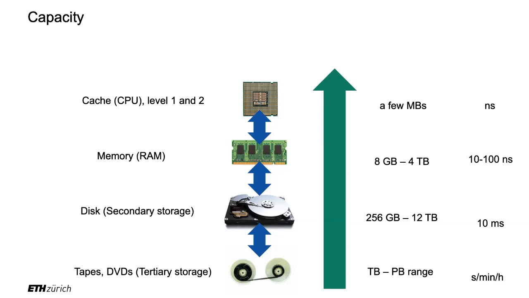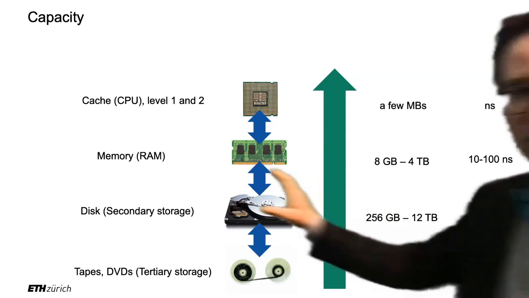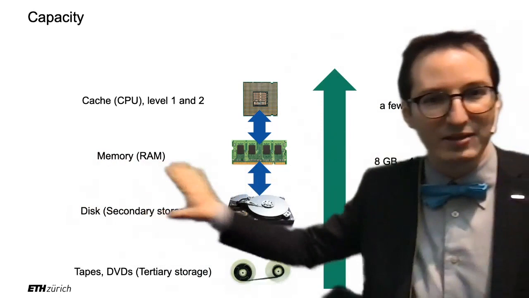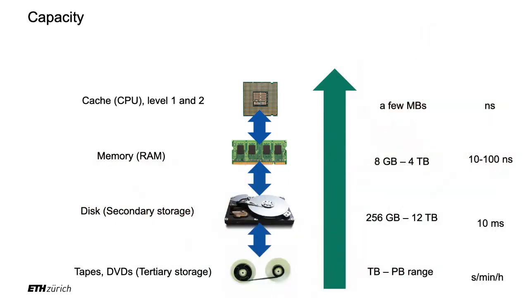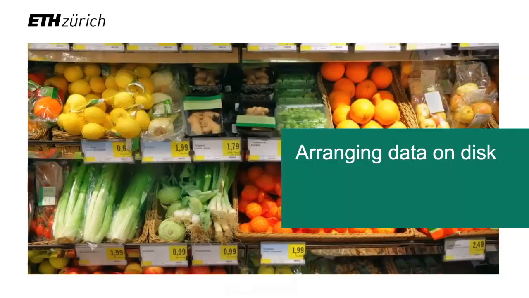And the more you go to the bottom, the cheaper it gets, but of course, it's slower and slower to access. So it's all a matter of compromises. So for the purpose of a database, usually people look especially into memory and disk, because these are the two main places that they are interested in, right?